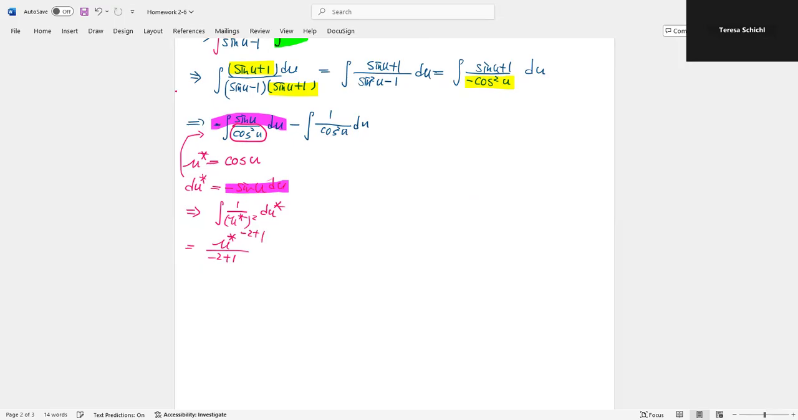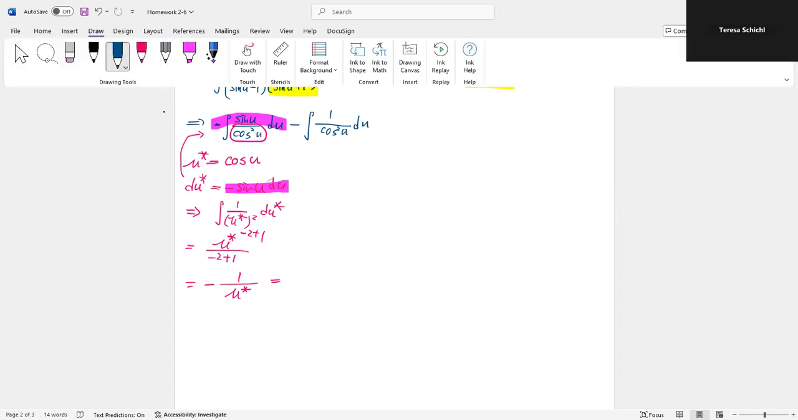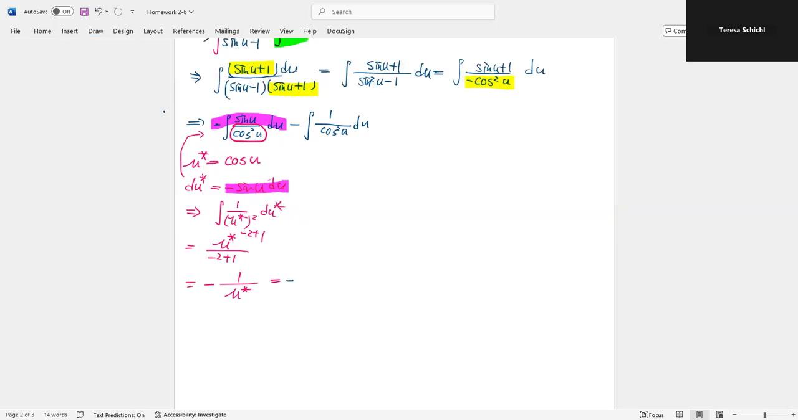So what is this one? It's negative u star, right? Negative 2 plus 1 is negative 1, so it's a negative 1 over u star. Now I substitute back. What is my u star? It's cosine u, right? So now I can put it back, so it's negative 1 over cosine u. All right, so this is this side.